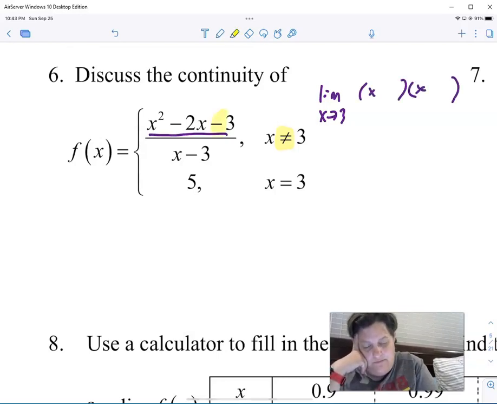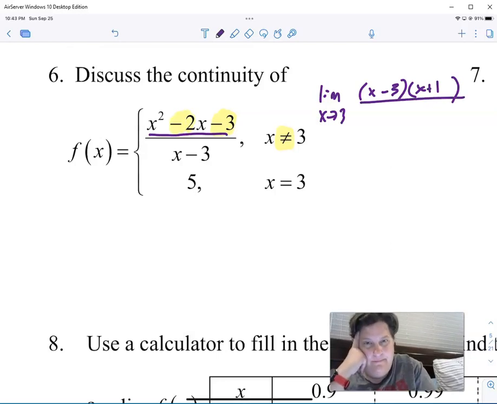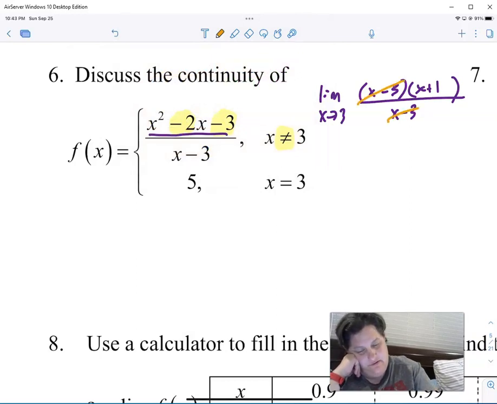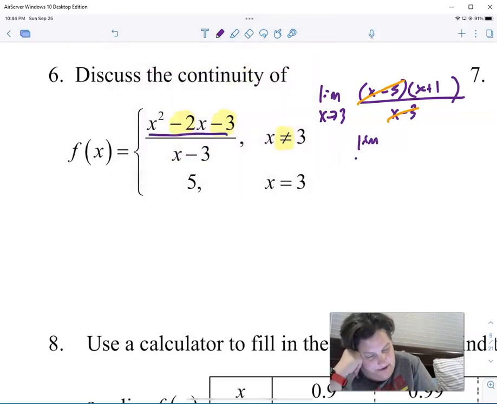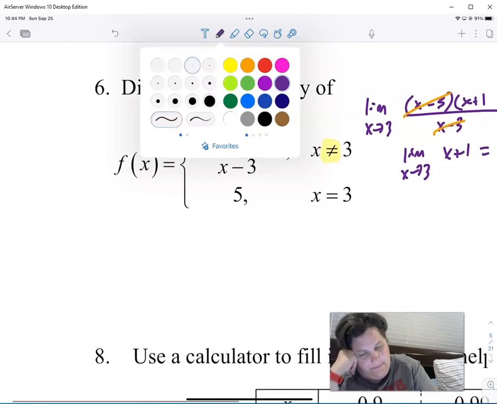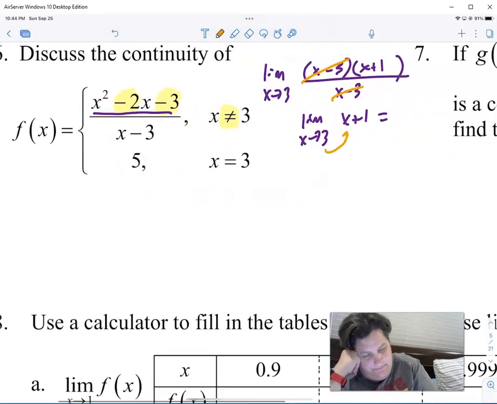Okay, what multiplies to make 3? It's got to be 3 and 1. Adds to make -2, so that's got to be negative. All right, and then on the bottom, okay, so I get over 0. And so I have this: the limit as x approaches 3 of x plus 1. Now when I plug it in, I get 4.